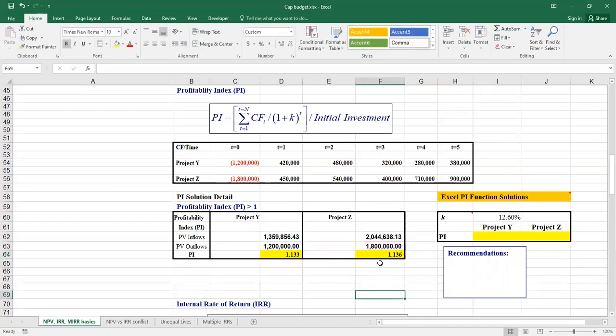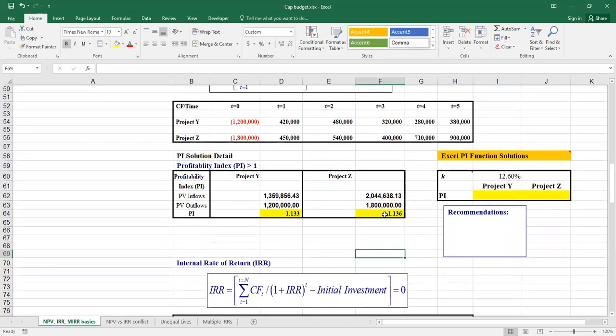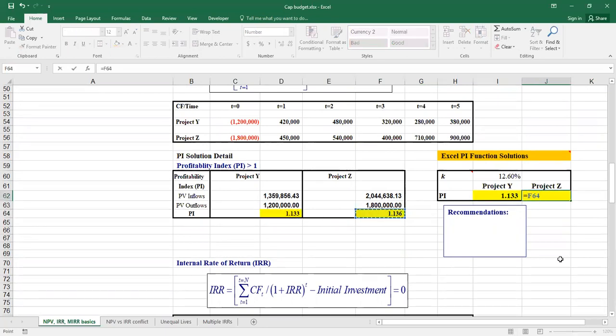So it turns out, as expected, mas malaki kasi yung profitability index ng project Z, then okay, we go with project Z. For mutually exclusive, again, nandito same as above. Pareho dun sa this NPV. So since project Z has a higher profitability index, then okay tayo.